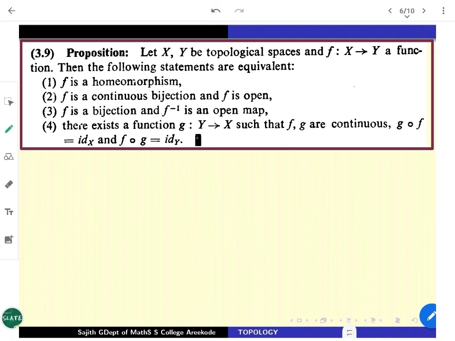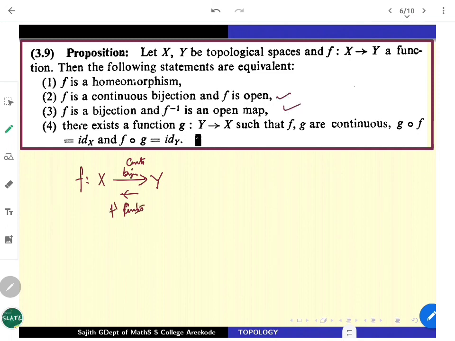Then what one says is simply the definition. You can stick with the definition. f from x to y is a homeomorphism. It means it's a bijective map, the onward journey is continuous, and the inversion is also continuous. I mean, f inverse is also continuous. This is what it says.